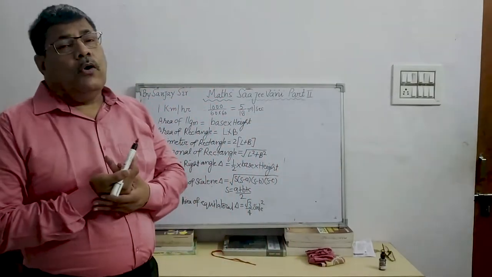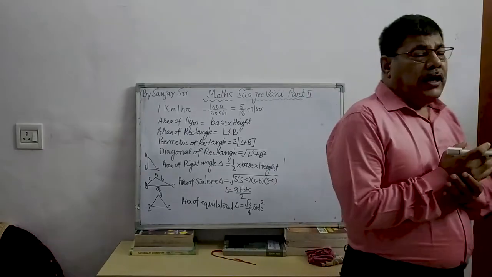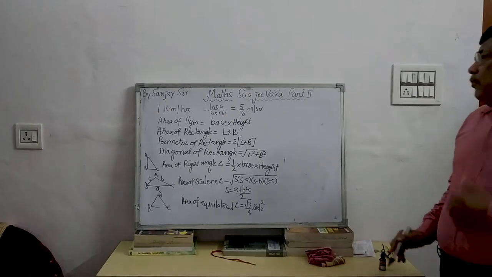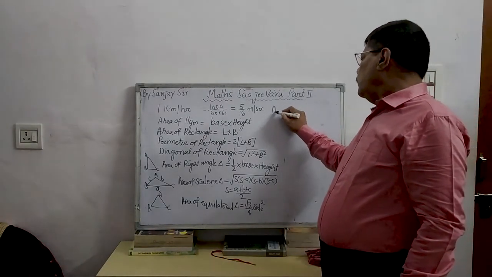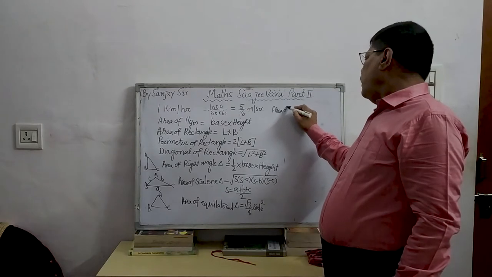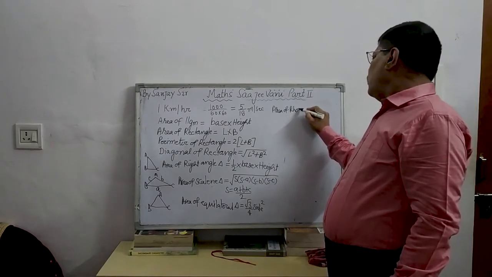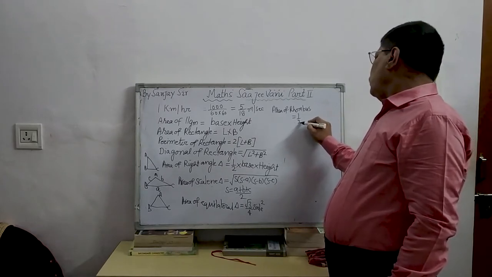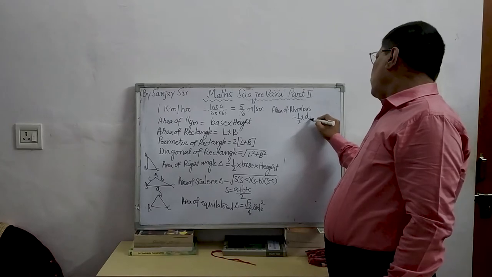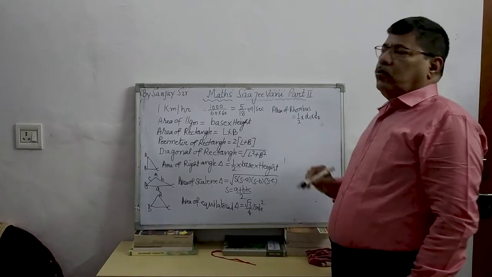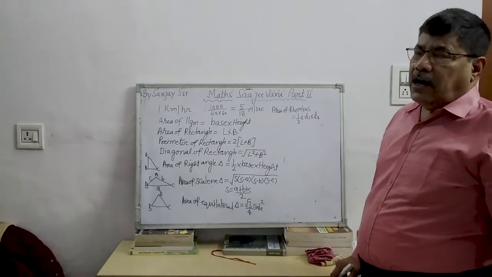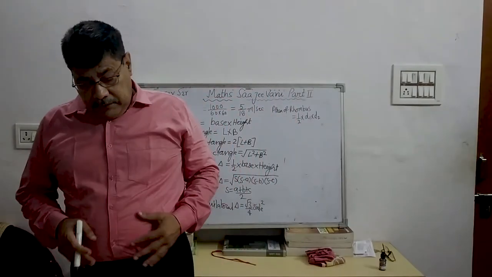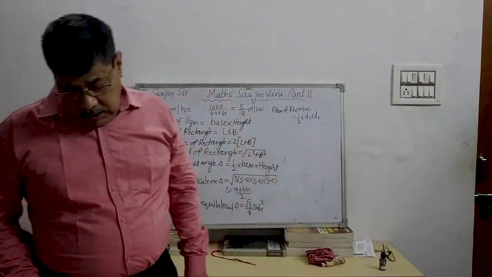Okay. Now, rhombus. Can any of you tell me the formula for the area of a rhombus? Area of rhombus is equal to 1 upon 2 into d1 into d2, meaning half the product of the diagonals. This way you can easily find out the area of the rhombus.